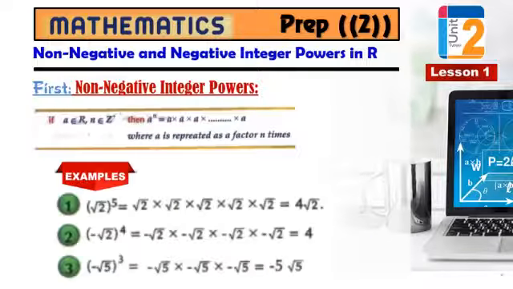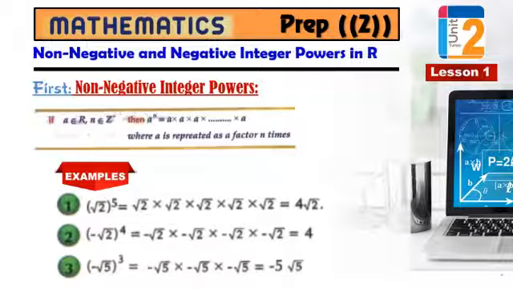Okay, let's start with non-negative integer power. The definition is, if a belongs to the real numbers and n belongs to the positive integers, then a to the power n equals a times a times a and so on, where a is repeated as a factor n times. To understand, let's take an example.